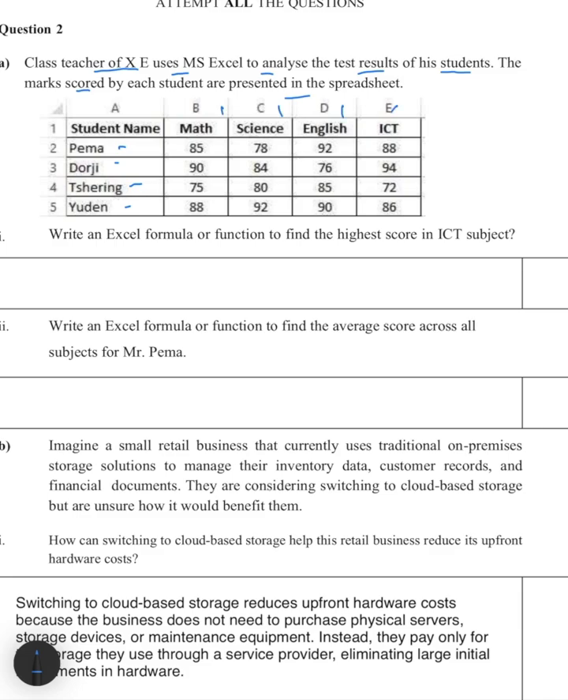So let's look at the question. Write an Excel formula or function to find the high score in ICT subject. So let's see, where is ICT subject? ICT subject is in column E. So to find the high score using the formula is going to be very difficult. So let's go with the function. So the function that we use is max.